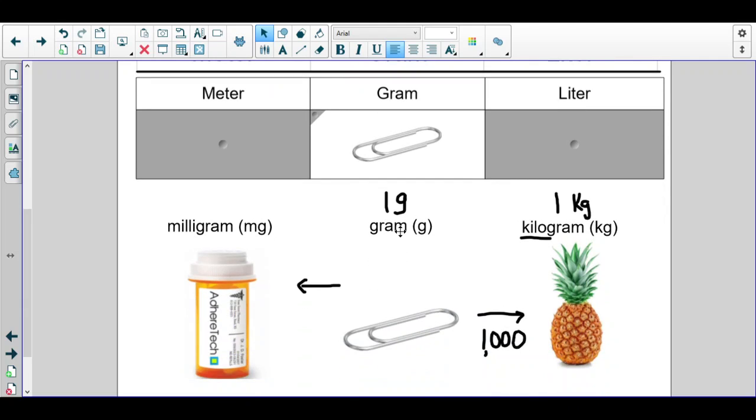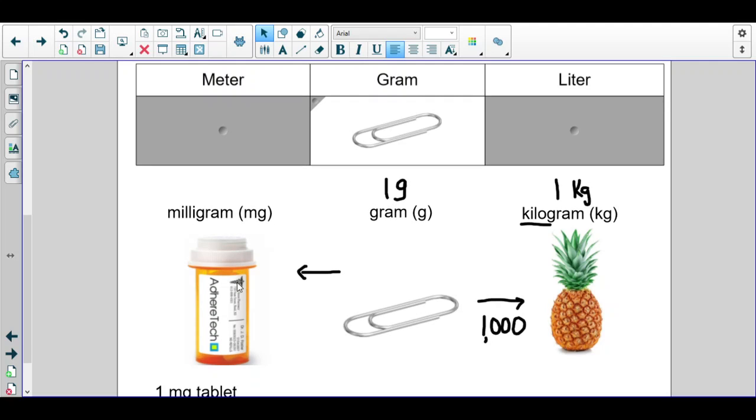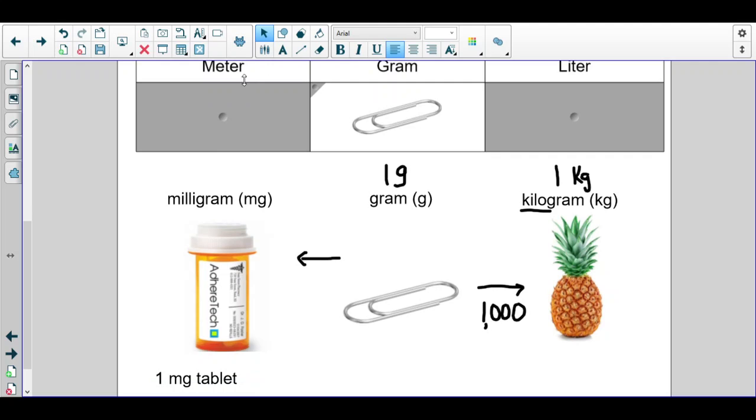All right. And then we had a kilogram, which was about the size of a pineapple. And then milligrams was what we measured for the tiny units. Sometimes that was for medicine. Quick little tidbit of information here. This pineapple here, all right, 1 kilogram is equal to about 2.2 pounds.